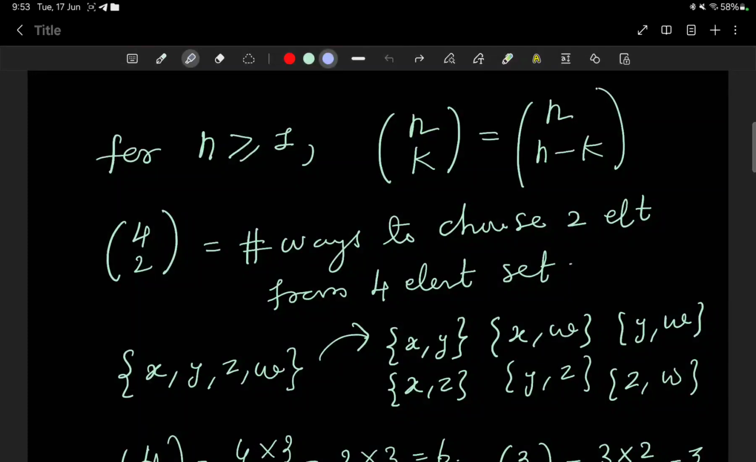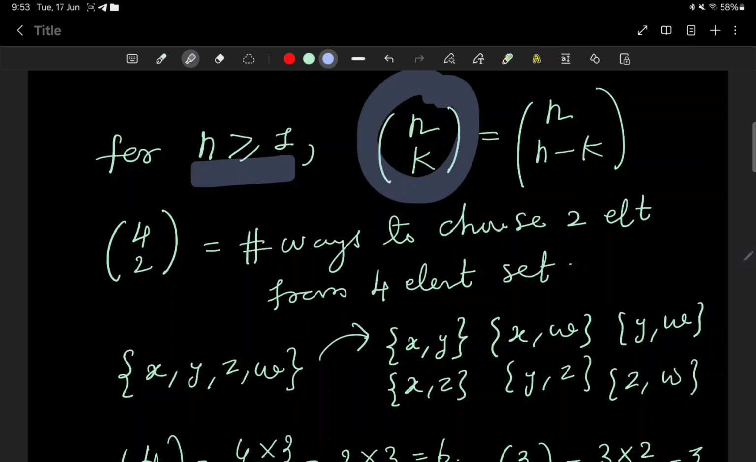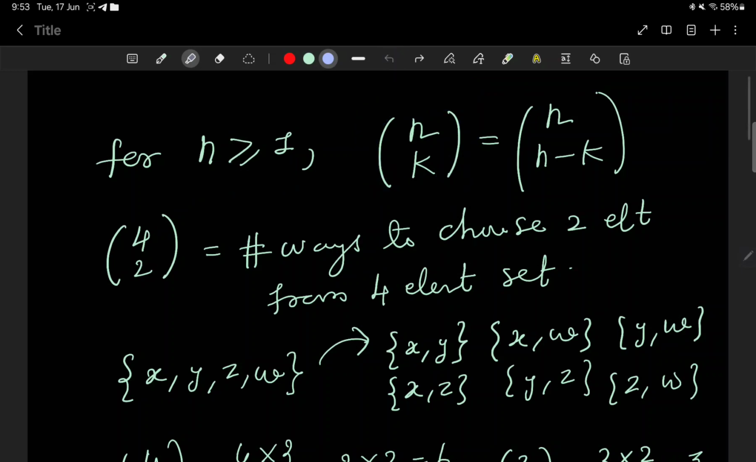In this lecture we want to look at a proof using bijection of a very well-known identity among binomial coefficients. For n greater than or equal to 1, we have nCk equal to nC(n minus k). So this number is n choose k. That means it's the number of ways to select a k-element subset from an n-element set, or simply the number of ways to select k objects from n objects.